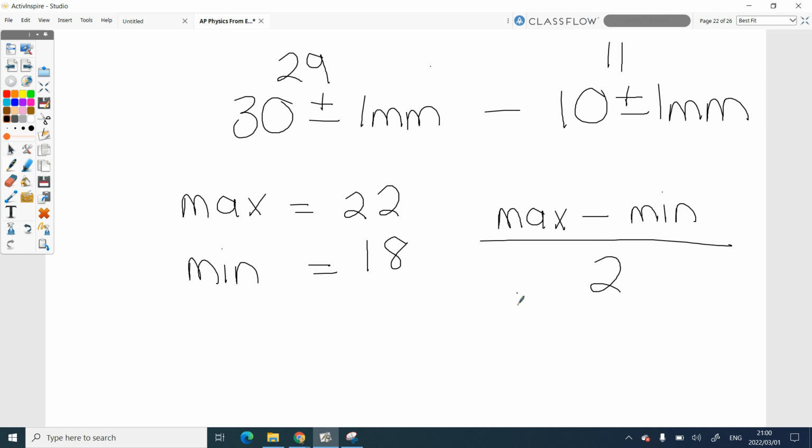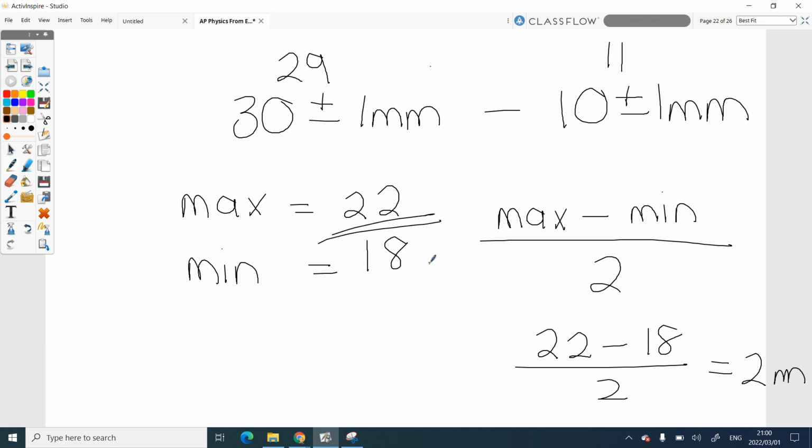And you can see that already. It's going to be 22 minus 18 over 2, which gives me 4 over 2, which is still 2 millimeters. And that is what we had for our uncertainty. The answer was 20 plus or minus, and you can see 20 is in the middle here, so 20 plus or minus 2 millimeters. So if all else fails, then just use maximum value minus minimum value, divide by 2. It works for everything.